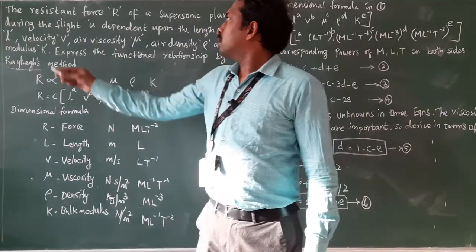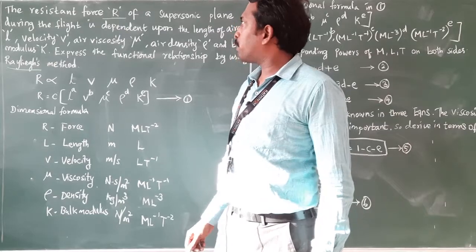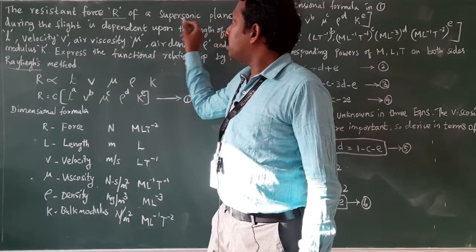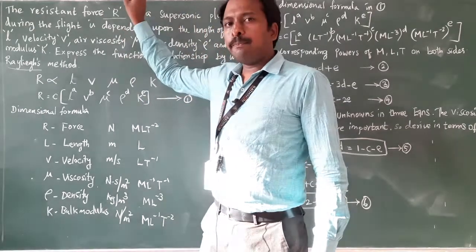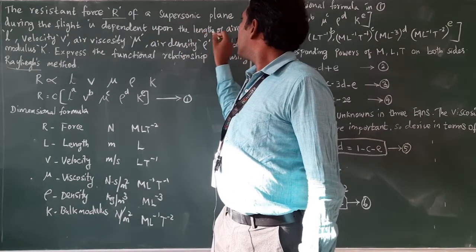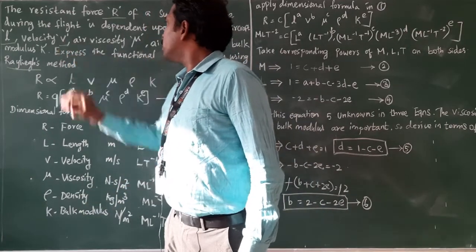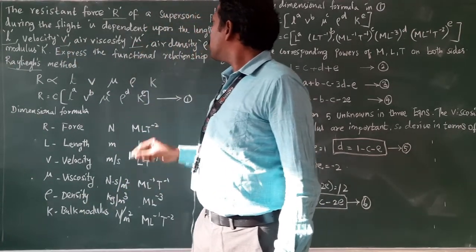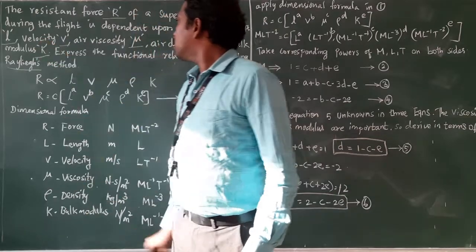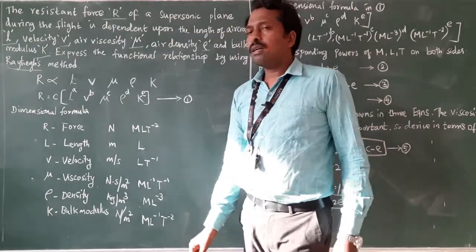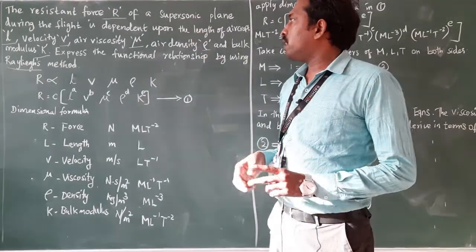See the problem. The resistant force capital R of a supersonic plane during the flight is dependent upon the length of the aircraft L, velocity V, air viscosity mu, air density rho, and bulk modulus K. Express the functional relationship by Rayleigh's method. So we need to find out the expression for the resistant force by using these variables.